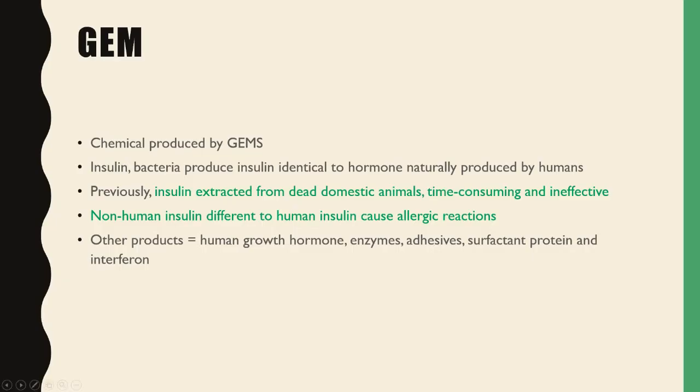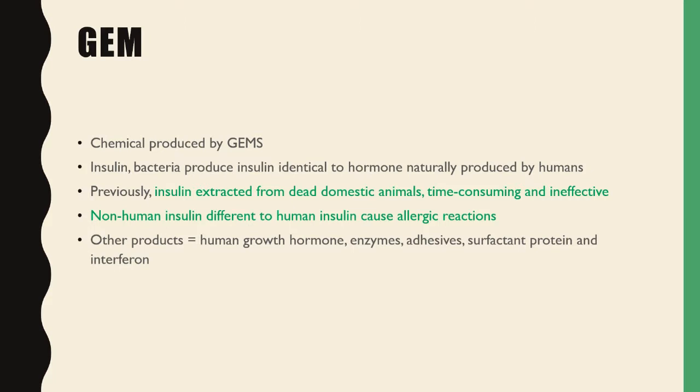So, we start off with GEMs, which are genetically engineered microorganisms. These are more or less the same thing as a genetically modified organism. A chemical is produced by a GEM, usually insulin. We'll use insulin as an example as we go through it. Bacteria will produce insulin, which is identical to the hormone that is naturally produced by humans.